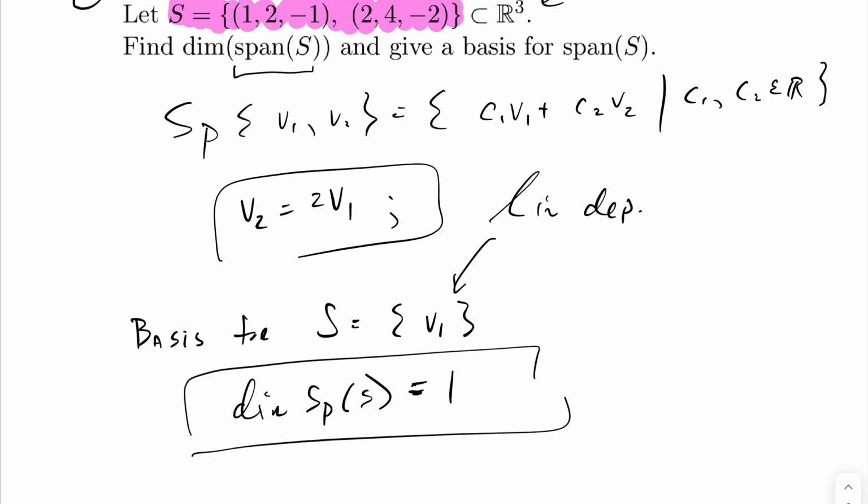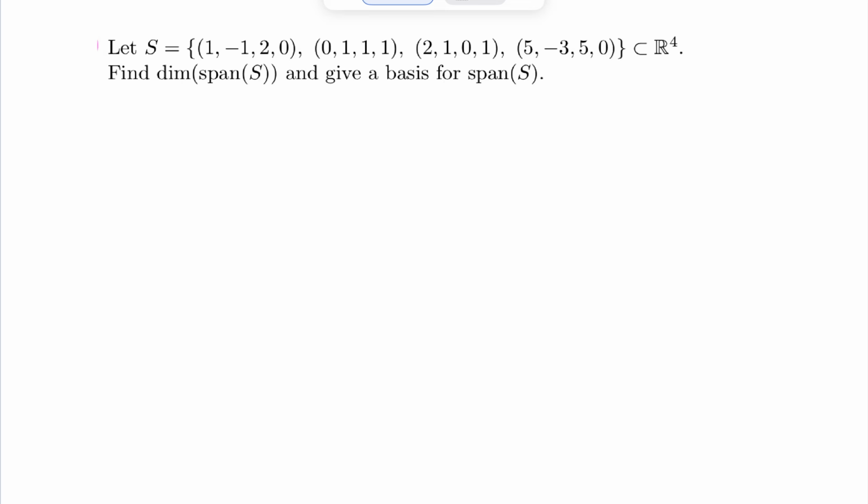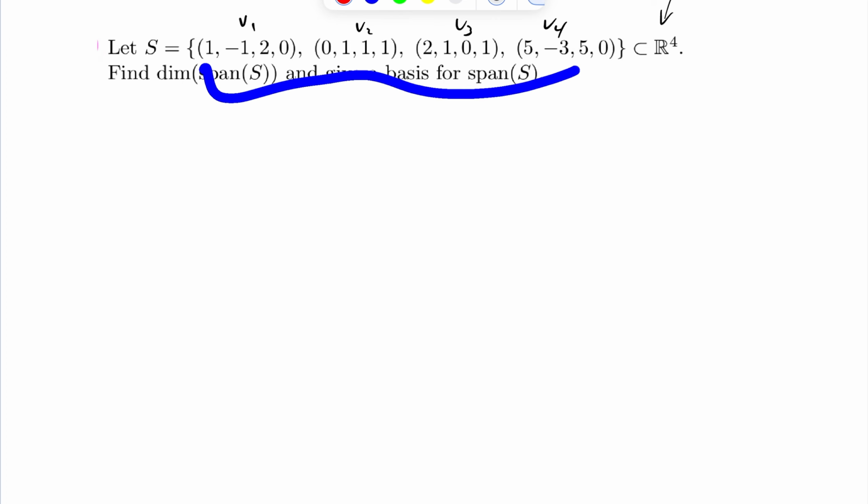All right, let's take a look at the next question. And the next question here, again, we have a set here consisting of, let's label this, v1, v2, v3, v4. This is a subset of R4, and they want us to find the dimension of the span of S and a basis. So first thing here, it's not like in the previous question, where it was much easier to see that one vector was a linear combination of the others. It's much more difficult here when you have the points, harder to identify, and there's more vectors.